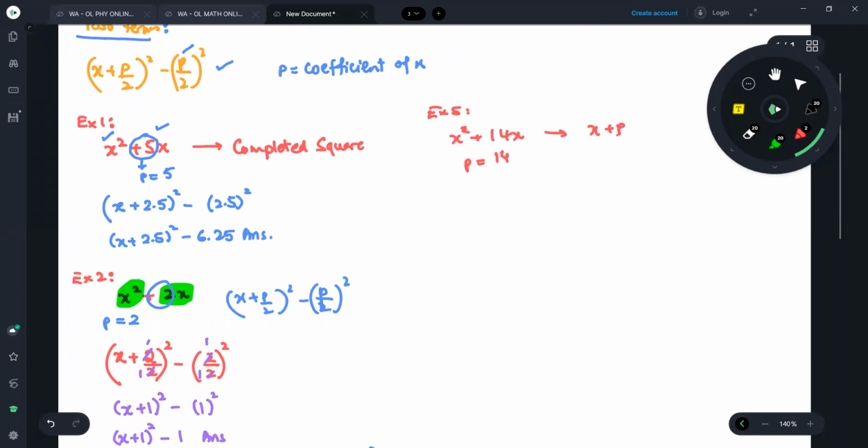It's x plus P upon 2 whole square minus P upon 2 whole square. Then it's going to be x plus 14 over 2.